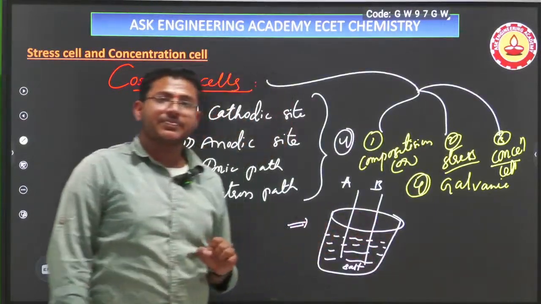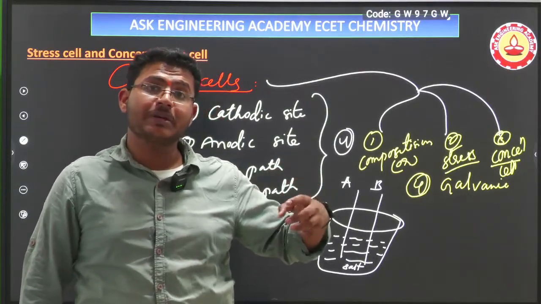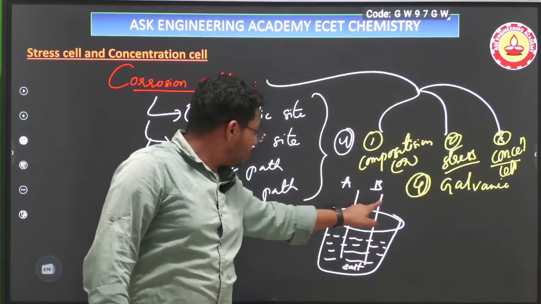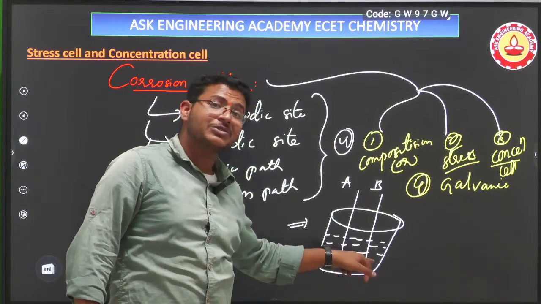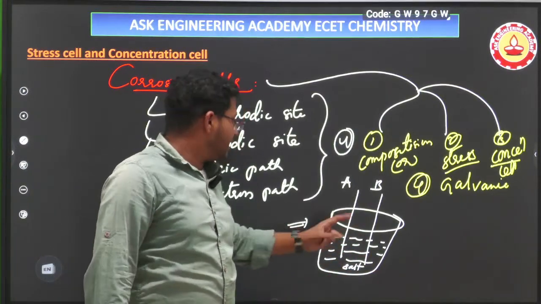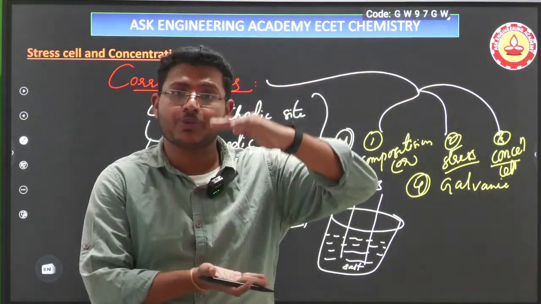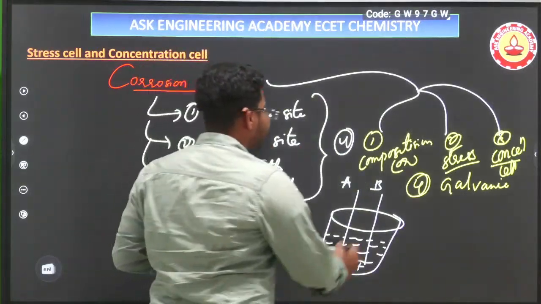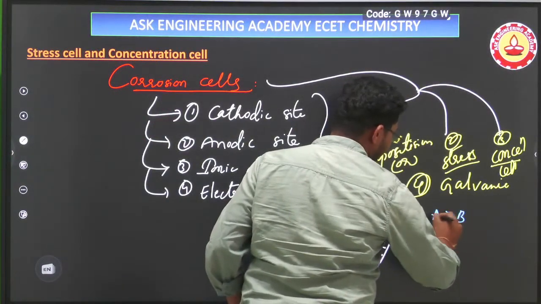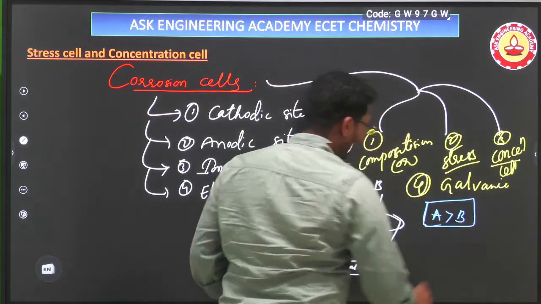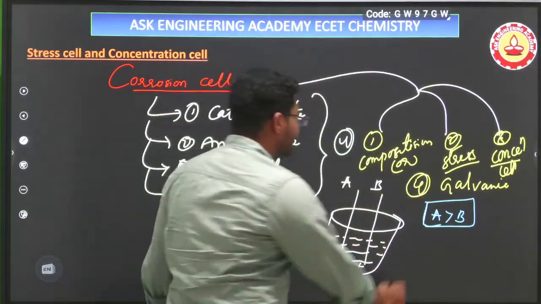Now from this, the metal with more corrosive property will be corroded first. See, these two metals are exposed to the atmosphere. Simultaneously, they are also in the presence of an electrolytic solution, that is moisture. In the presence of this, both the metals will undergo corrosion, but the metal with more corrosive property will be corroded first. For example, A is greater than B. A corrodes first, before B, because A is more corrosive in nature.